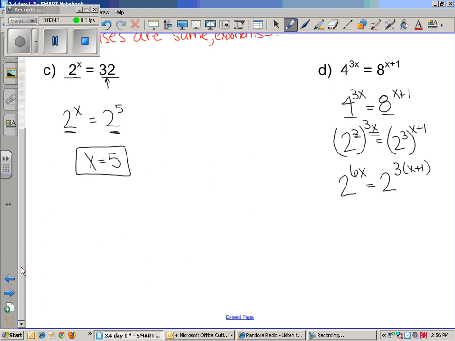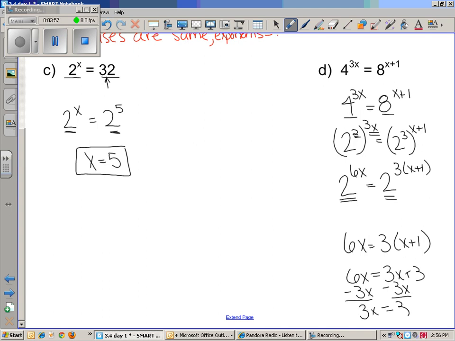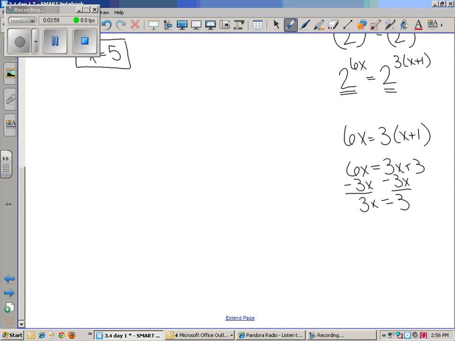And so now, the bases are the same. We can say their exponents are the same. Notice I'm showing every step. If you don't need to see every step, solve for the variable alone by itself on one side. I get 3x equals 3. Divide both sides by 3. I'm going to get x equals 1.